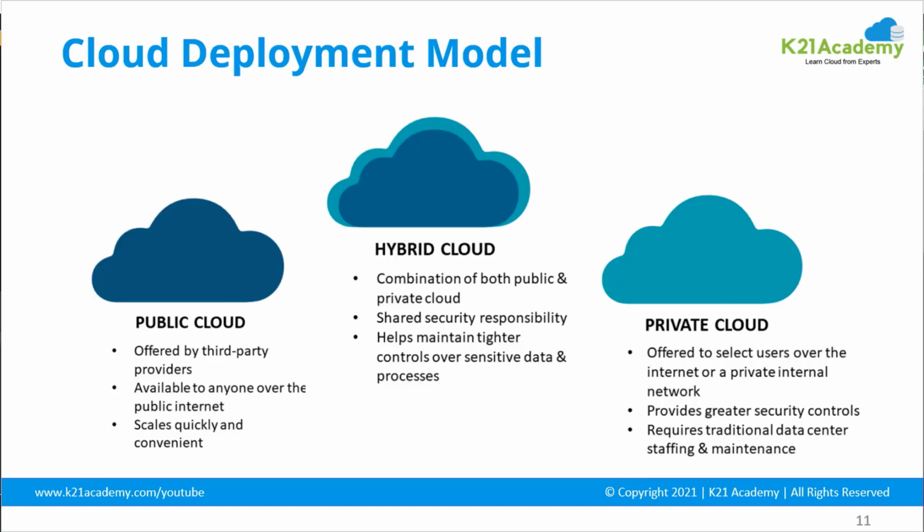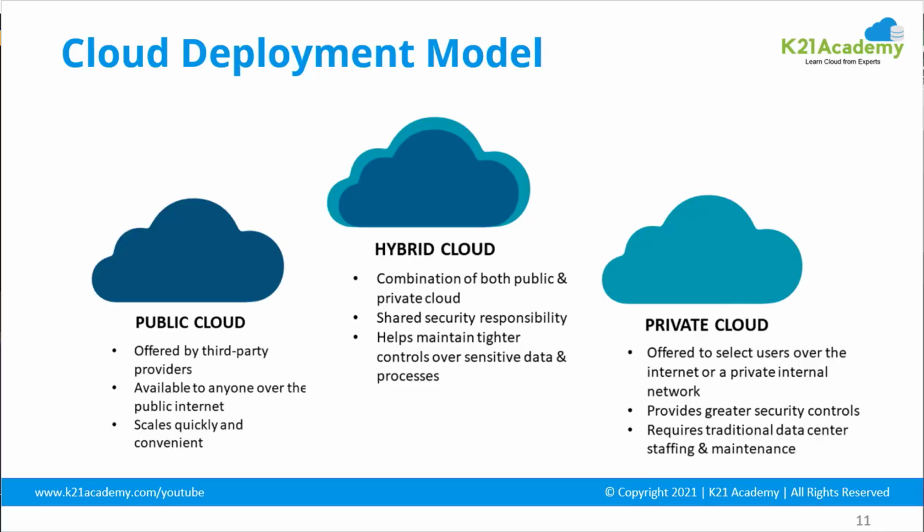Now let's look at deployment models. The deployment models are public cloud, private cloud, hybrid cloud, and there's one more, community, which I'll explain in a minute. Public clouds are typically offered by third-party providers. Anyone in the public can access them, and you can scale up quickly and conveniently. Examples are AWS, Google, Microsoft Azure, Oracle, IBM Cloud, and so on. These are publicly available clouds.